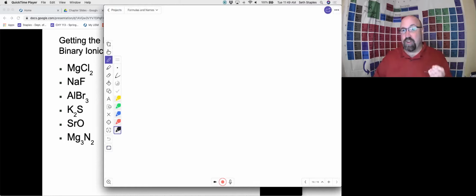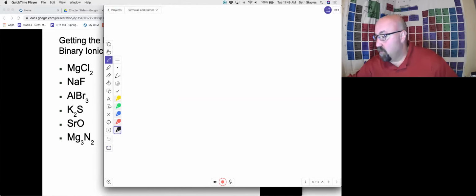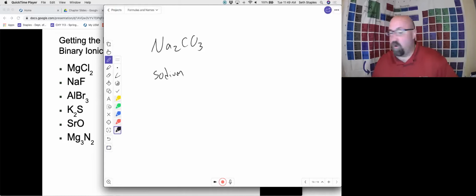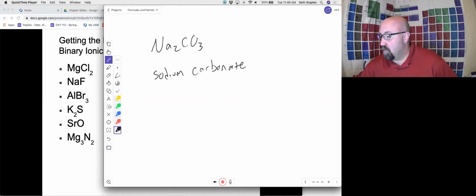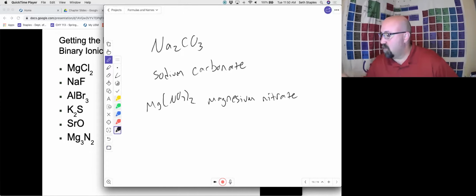Naming when we're talking about polyatomic ions is even simpler. So let's say we have the formula Na2CO3. We know that's a sodium ion. And this is why it's so important to be able to recognize your polyatomic ions, because we know that CO3 is carbonate. And that is simply the name of that ion. So the name of this compound is sodium carbonate. Maybe we have Mg(NO3)2. It's going to be just magnesium nitrate.